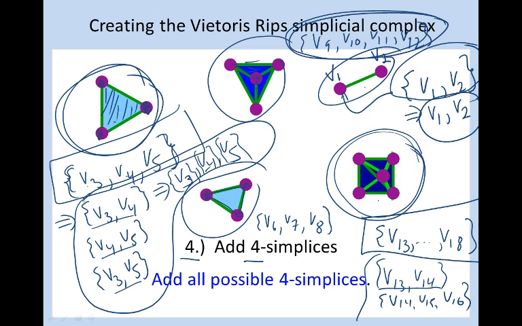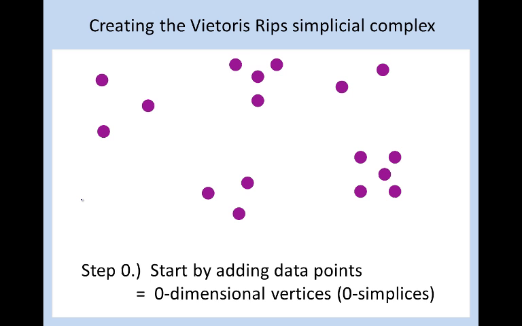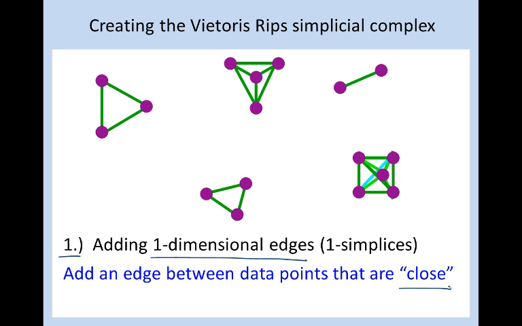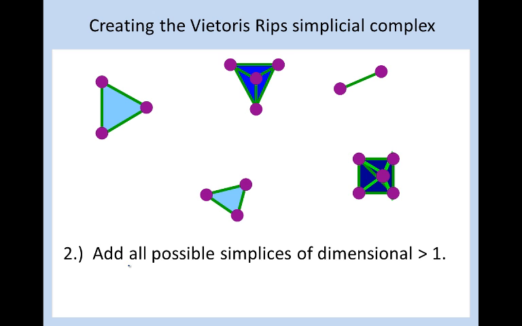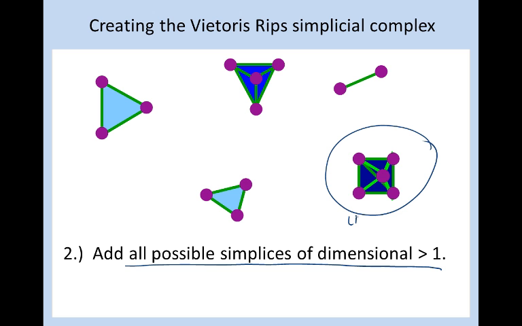To reiterate creating our Vietoris-Rips complex, we start with step zero with our zero-dimensional data points, our zero-dimensional vertices. We add one-dimensional edges in our step one, anything that fits our definition of close. And then we add all possible simplices of dimension greater than one. So whenever we have n plus one points that are close, we add an n simplex.